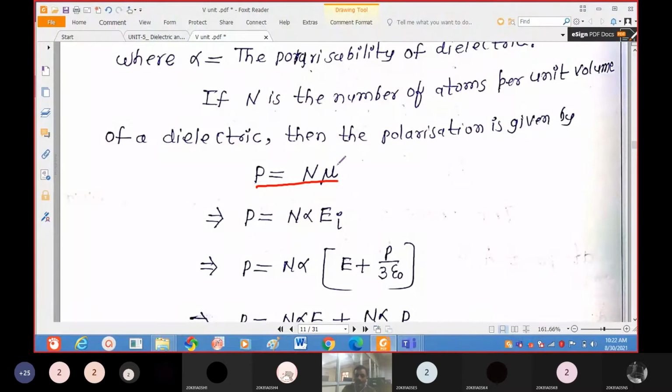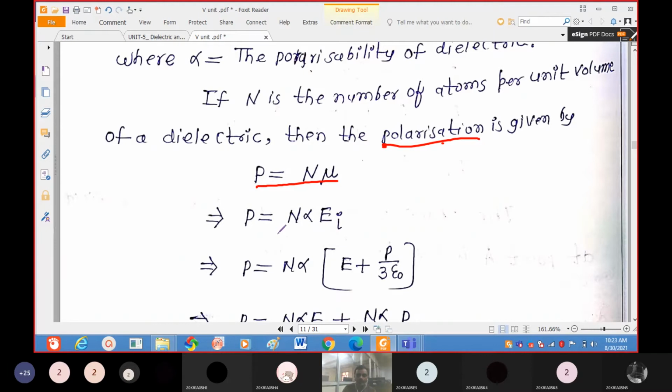Mu is the average dipole moment or induced dipole moment. We call it induced because of the applied electric field, a local field is induced inside the dielectric. Due to that induced electric field, a dipole moment occurs in each atom or molecule. That's why we call it the average dipole moment or induced dipole moment. The relation between the polarization and the induced dipole moment is P equals N mu, where N is the number of atoms per unit volume.